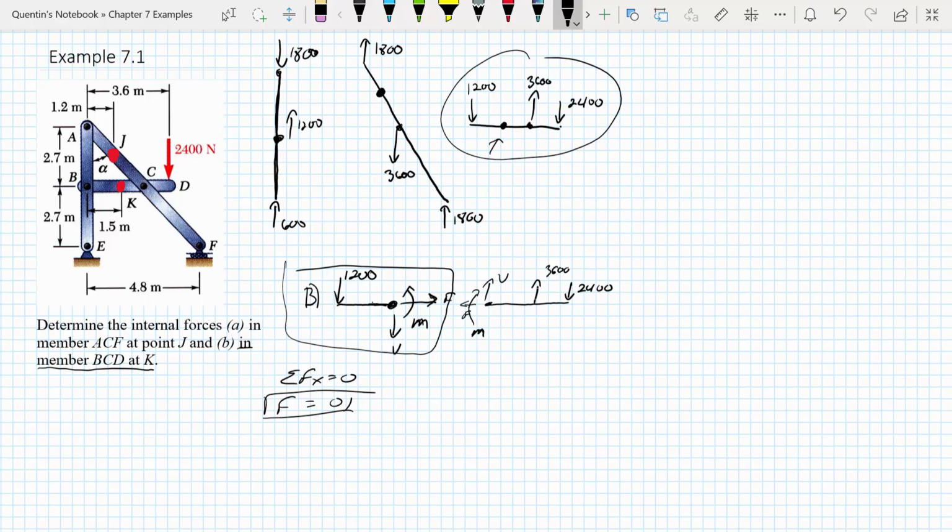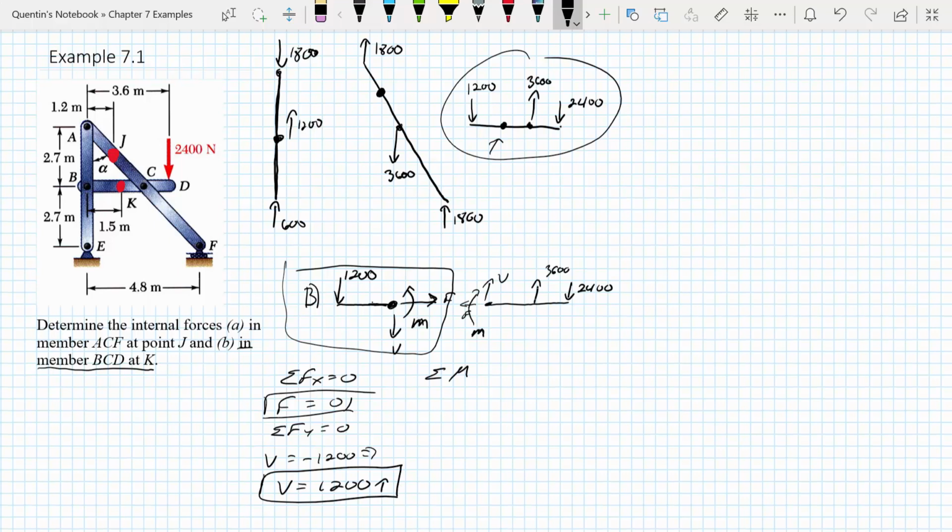Now let's do the sum of my forces in Y equals 0. It's going to tell me that V is equal to minus 1200, or V is equal to 1200 newtons going up. So there's two of the three. That makes life quite easy. And then let's take the sum of my moments. Where should I take the moments? Well, wherever I want.